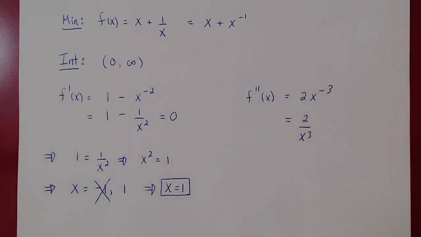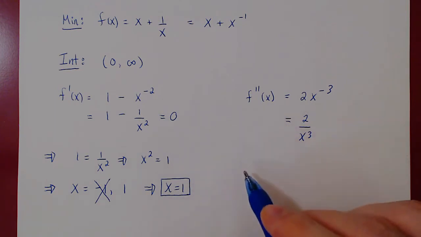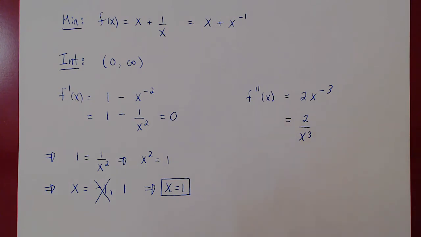So we have only one critical point. The question is, what does the curve look like at this point? Do we have a local maximum, in which case the curve would be concave down, or do we have a local minimum, in which case the curve is concave up?